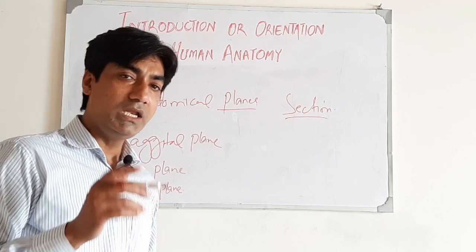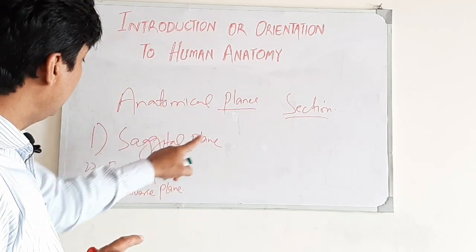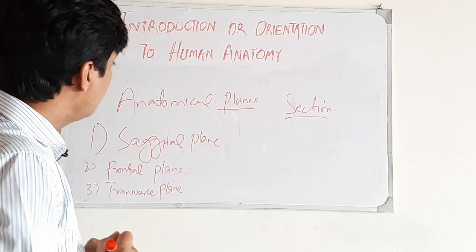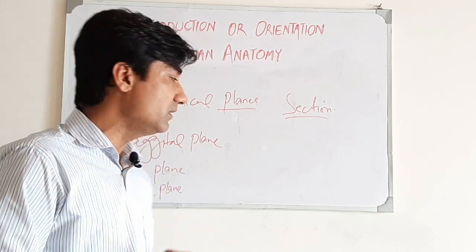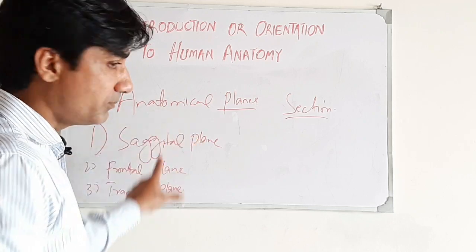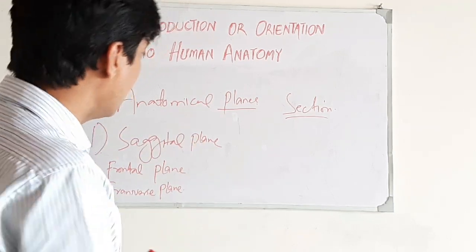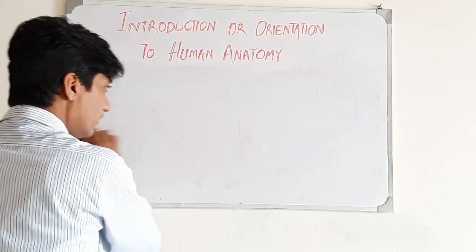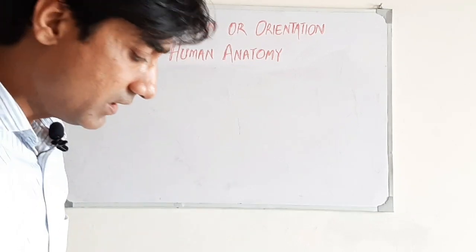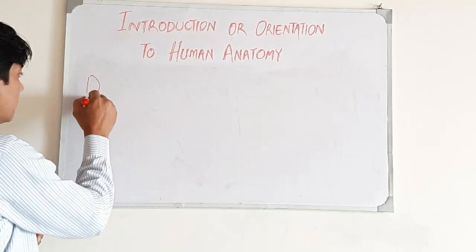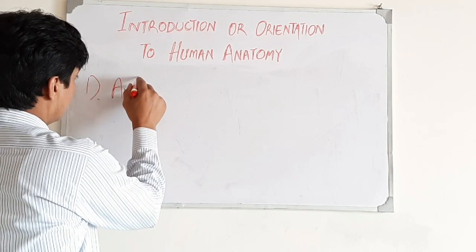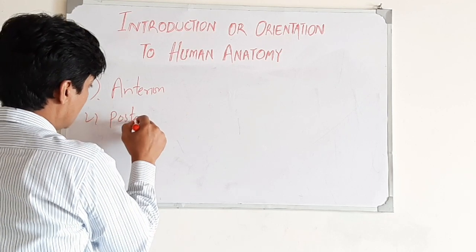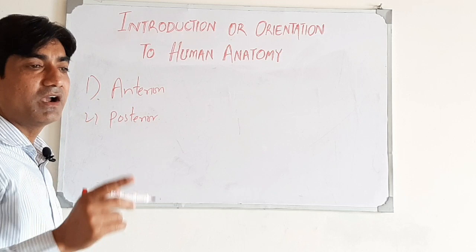Before we really go into detail of sagittal plane, frontal plane and then transverse plane, we should discuss the basic directional terms so we can easily understand these planes. So now we have to move to directional terms. What are the directional terms? We will discuss one by one. First of all, the directional term is anterior, and second is posterior. What is anterior and what is posterior?